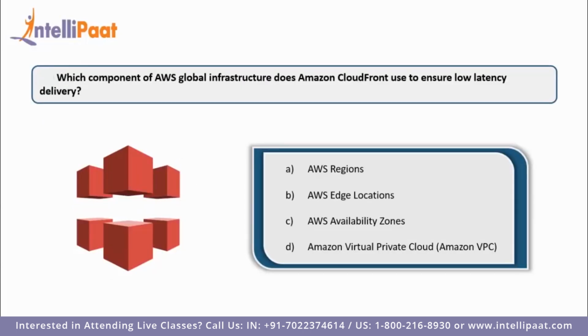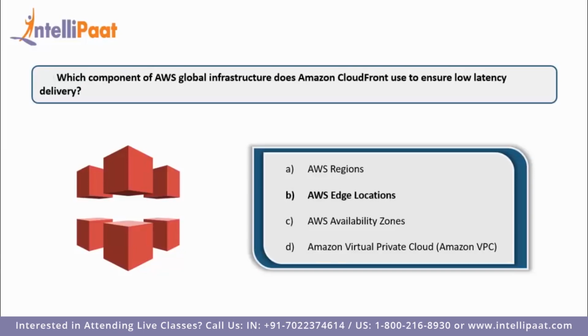Alright. Our next question is, which component of AWS global infrastructure does AWS CloudFront use to ensure low latency delivery? Now, AWS CloudFront is basically a content delivery network, which means if you are in the US and the application that you're accessing has servers in India, it will probably cache the application in a US server so that you can access that application faster than sending traffic packets over to India and then receiving them back. All right. So this is how CloudFront works. It caches the application to your nearest server so that you get the minimum latency possible, and it is possible using AWS edge locations.